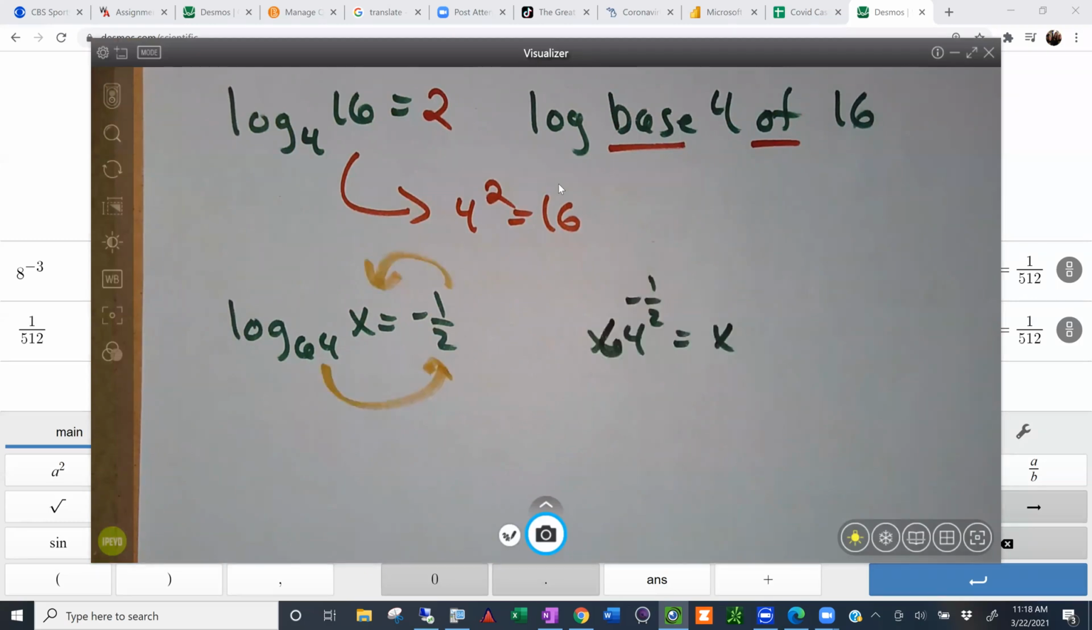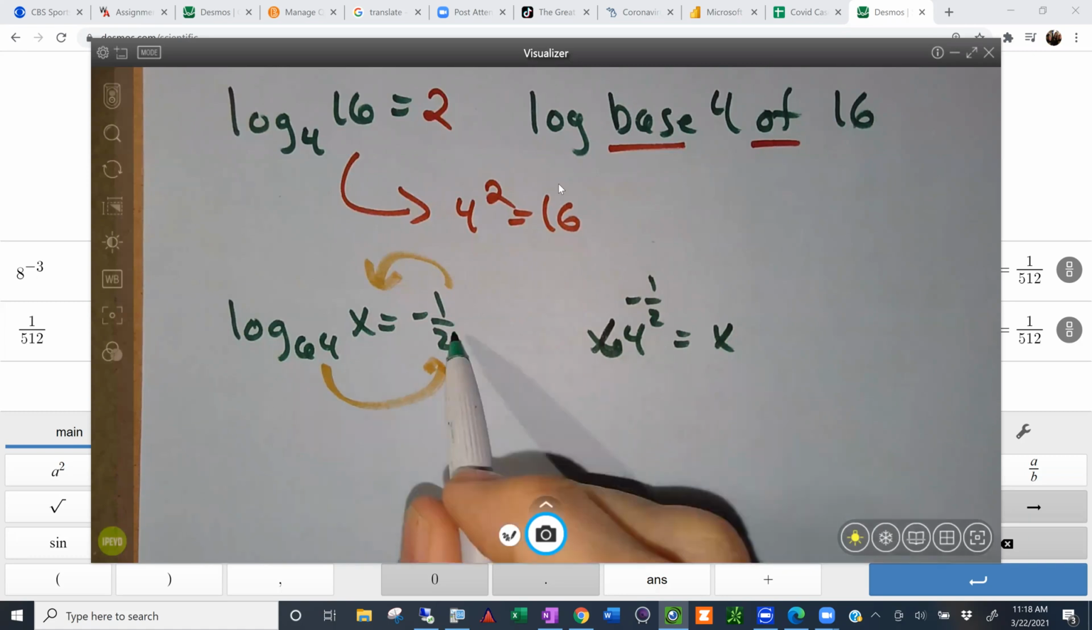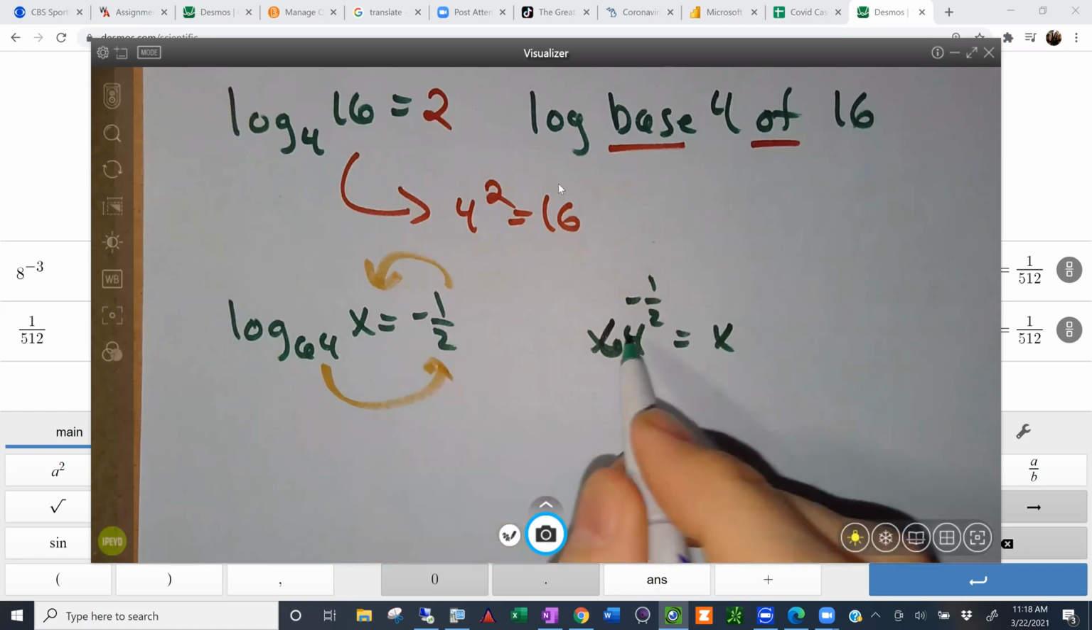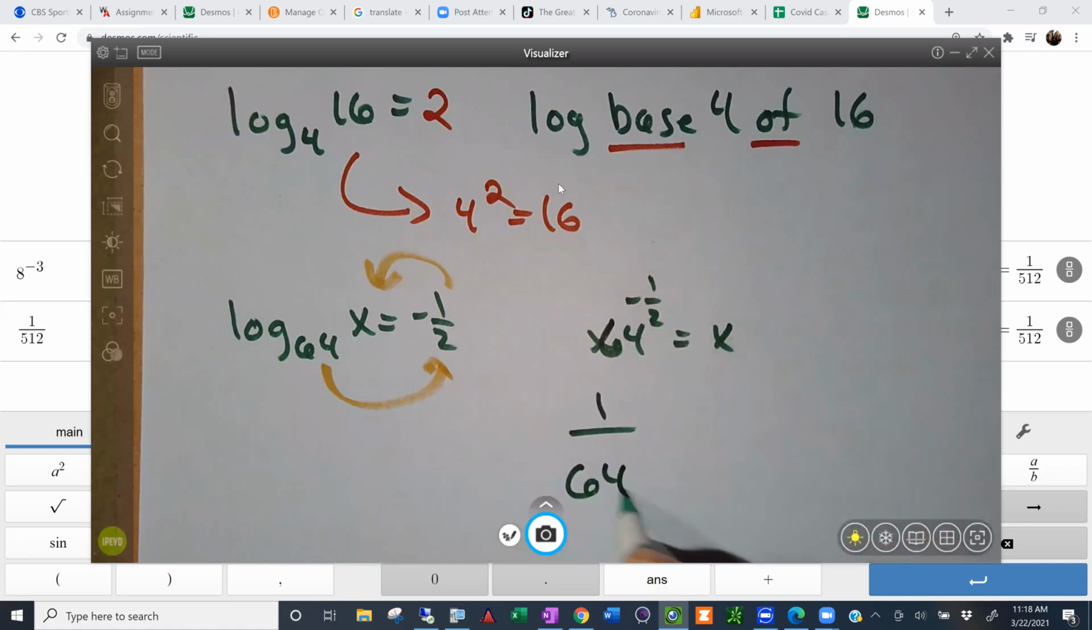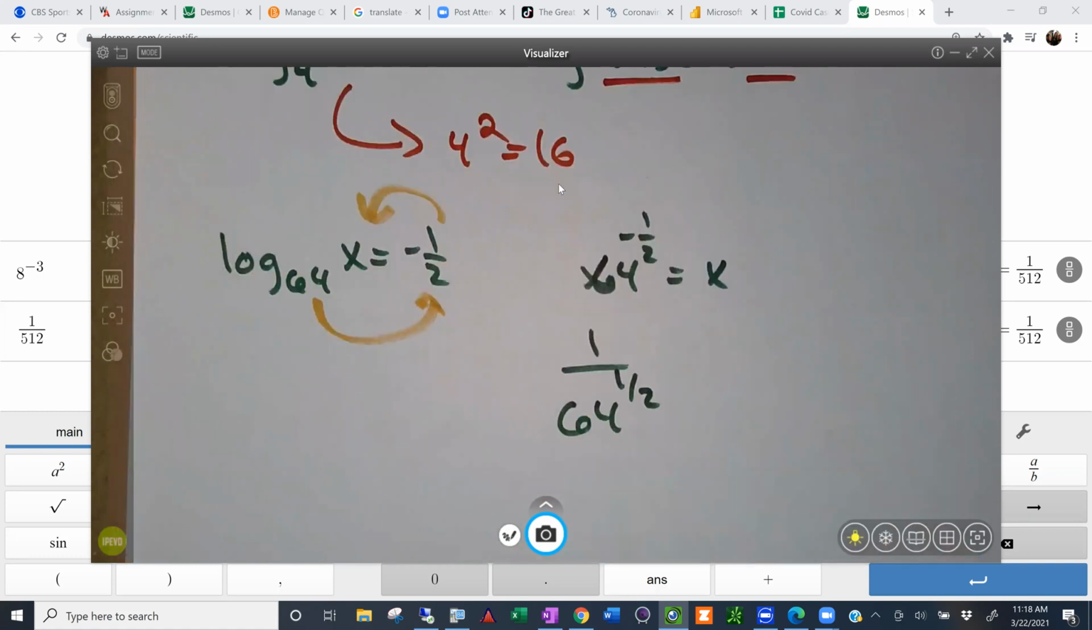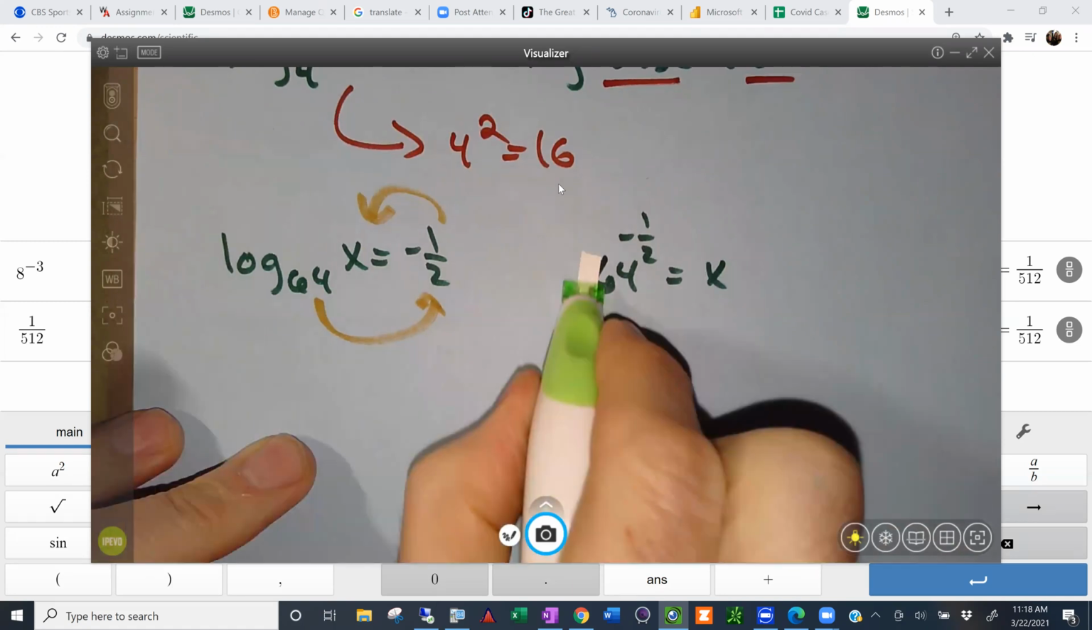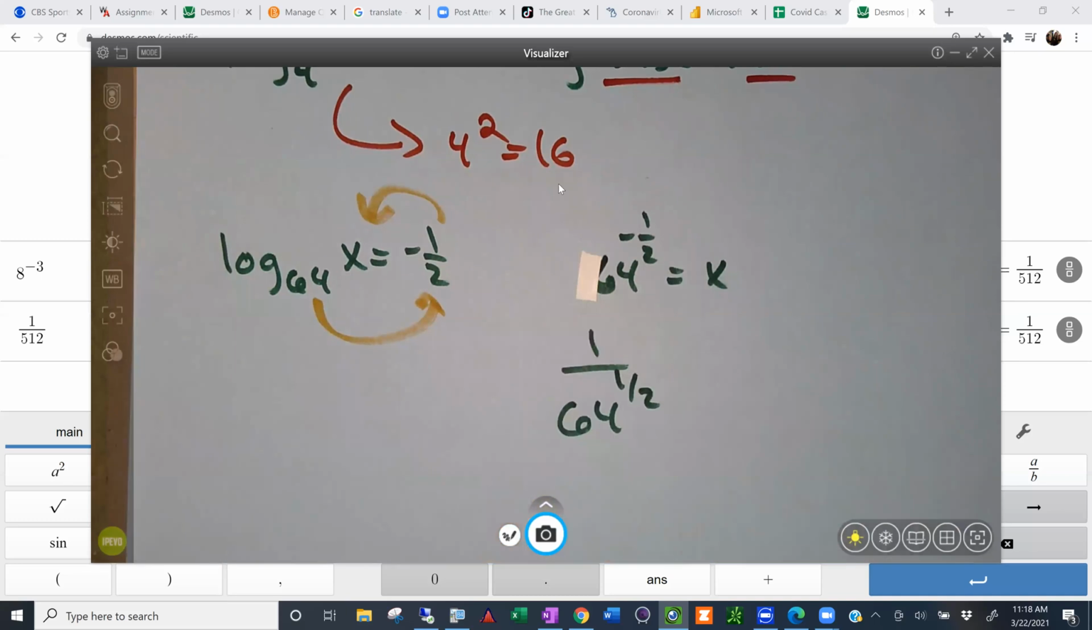So let me share my screen with you and clean up a little bit of a typo on my part. 64 to the -1/2 equals X. Now 64 or anything to a negative power, I can rewrite as a positive exponent if I put it in the denominator. So let me write it like that. Sorry, it's my OCD coming through.